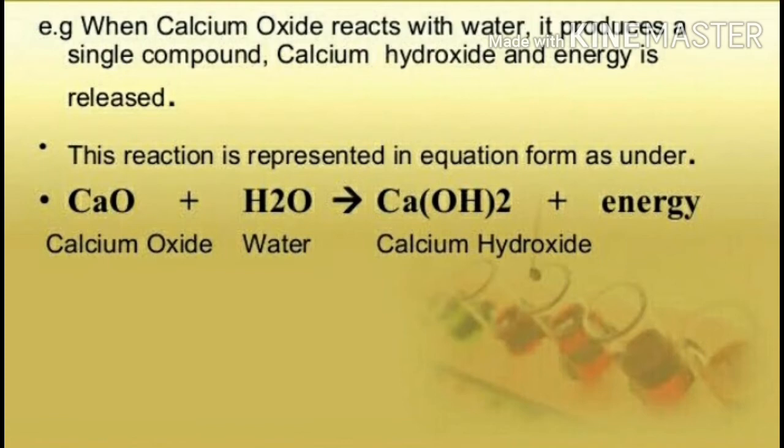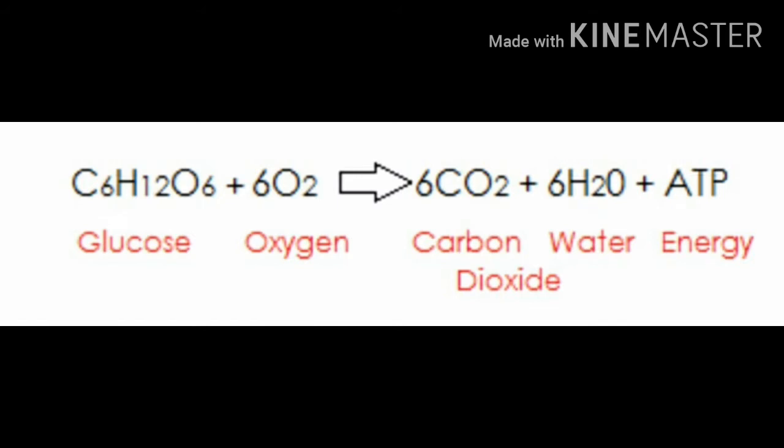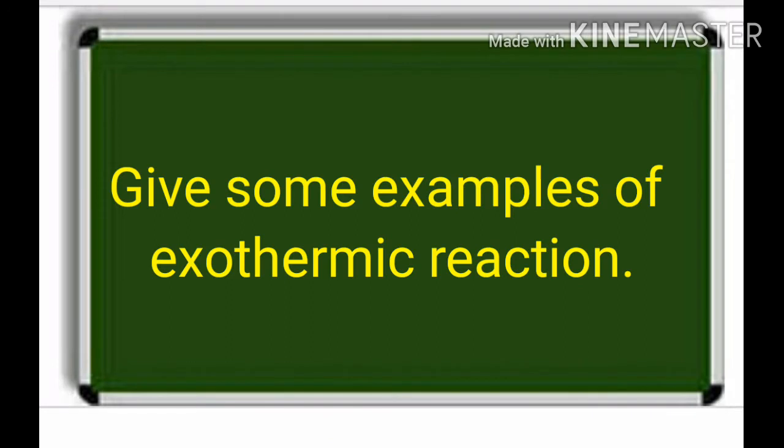When calcium oxide is dissolved in water, calcium hydroxide is formed with energy. Glucose reacts with oxygen to form carbon dioxide and water, and energy is evolved. Give some examples of exothermic reaction.